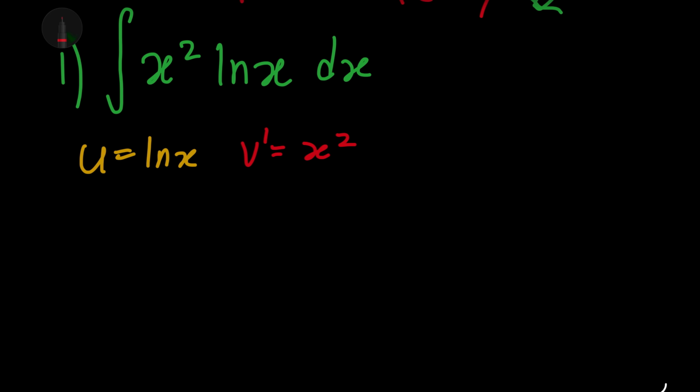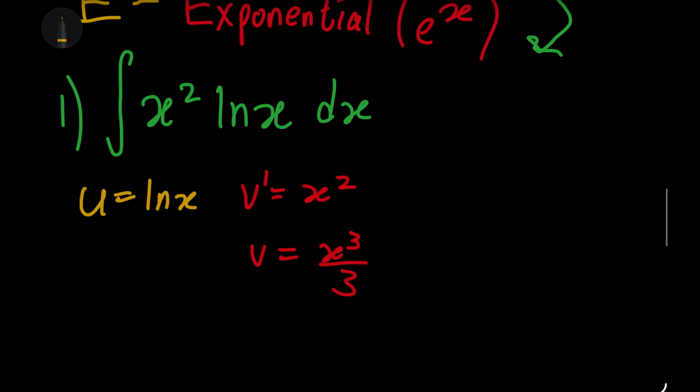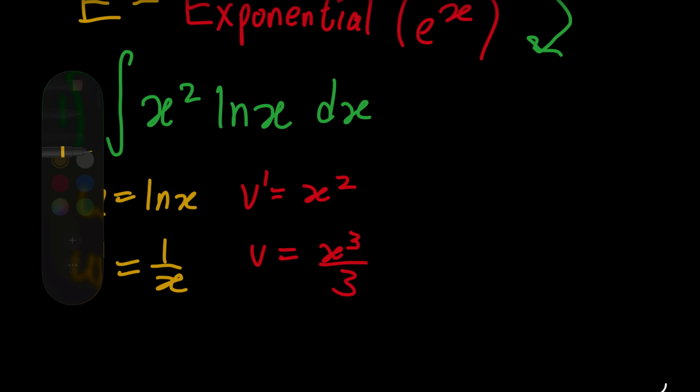Okay, great. Now we just need to calculate the integral of x squared. So we need to take the integral of x squared dx, and that will give us our v, which is x cubed over 3, using the inverse power rule. Okay, not too bad. That was pretty easy. And then for our u prime, we find the derivative of ln x, which in this case is 1 over x.